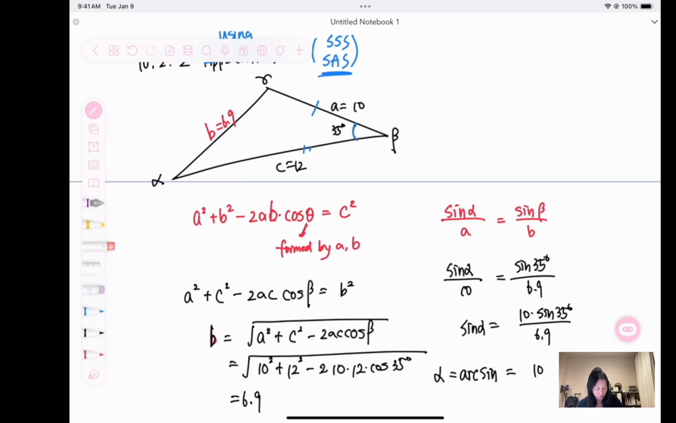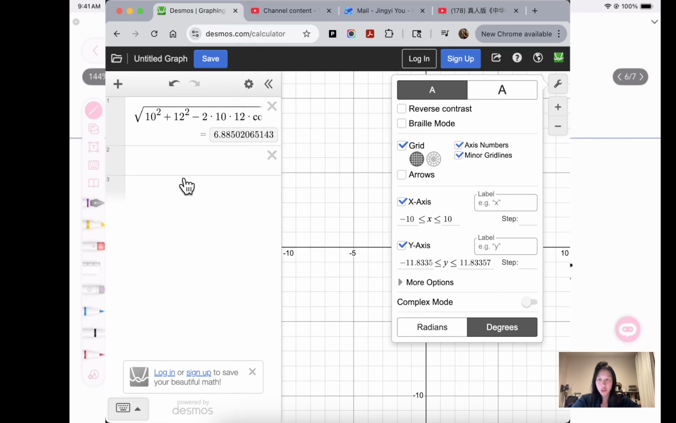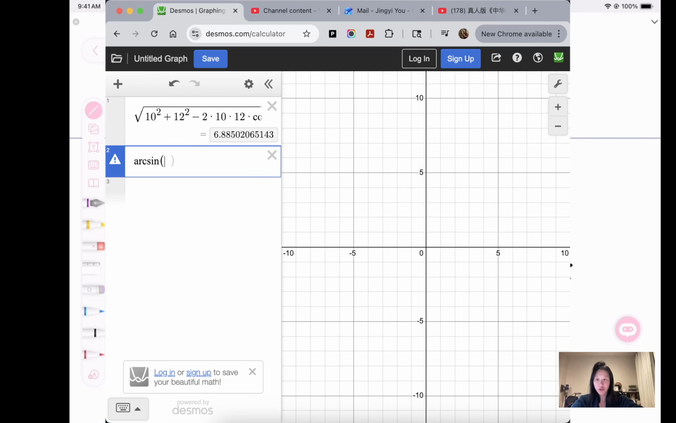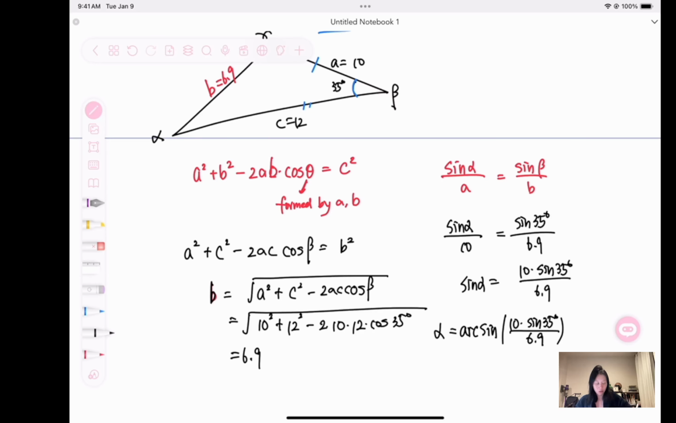We are trying to get the inverse function. Let me put this into GeoGebra. In GeoGebra, we want to find the inverse sine of 10 times sine 13.5 degrees over 6.9. That gives us 56 degrees for alpha. So alpha is equal to 56 degrees.